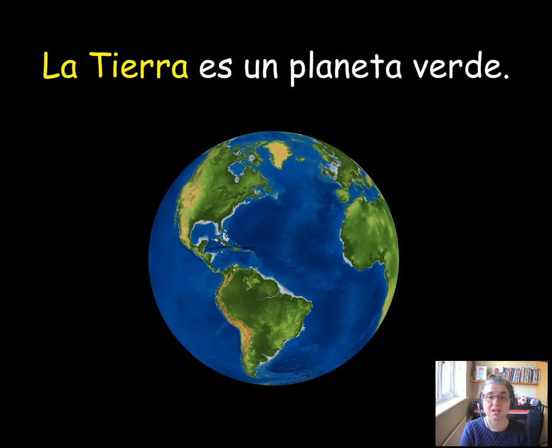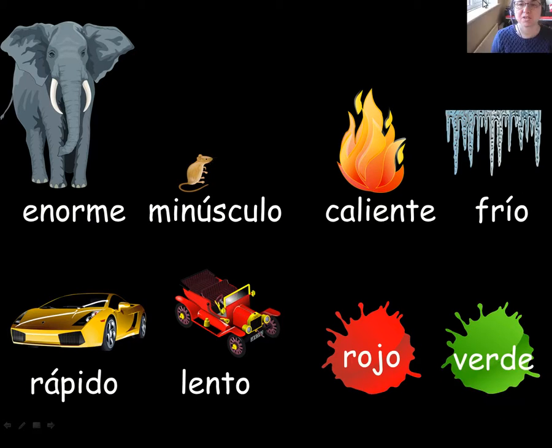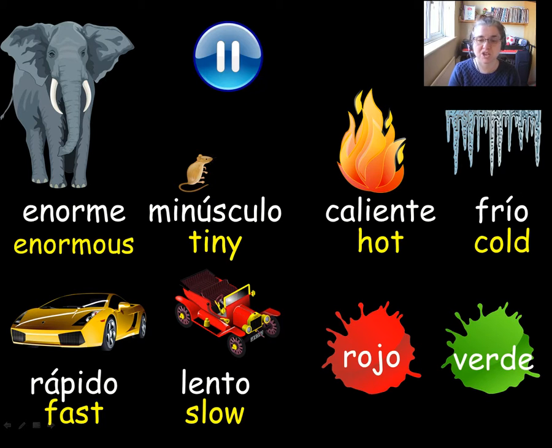So we can use the colours as well as our other adjectives to describe the planets as well. Now, here are all of the adjectives that we've been using. They're in their opposites apart from the colours. We have enorme and minúsculo for enormous and tiny. We have caliente and frío for hot and cold. Rápido and lento for fast and slow. And then we have the two colours, rojo and verde, which you are going to be needing in just a minute. So let's put the English in.